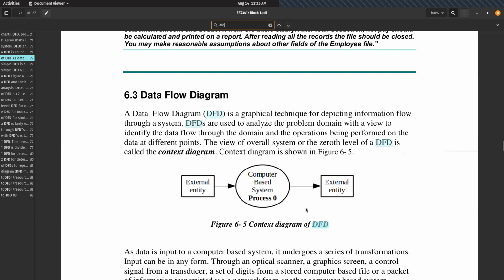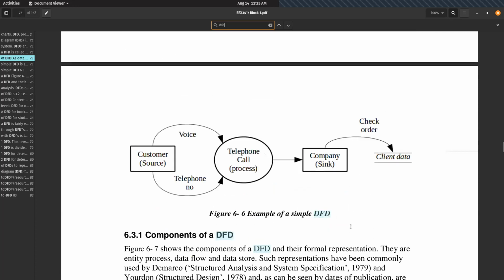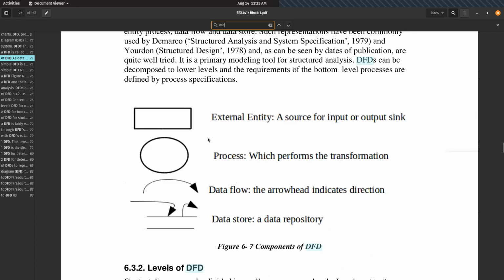Actually, in the data flow diagram, these symbols are there. This is an entity, an external entity, a source for input or output sink. This circle is a process. This is a data flow. This is a data store. This flow is input, this flow is output.